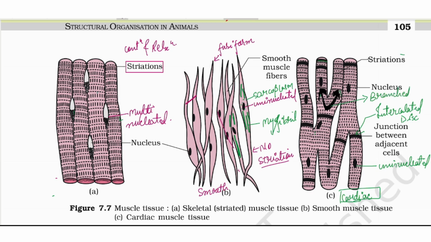Okay, and striation we have already seen. And the nucleus is what? It is one nucleus only, so uninucleated, as I told you. Okay, so these are the terms of the difference.